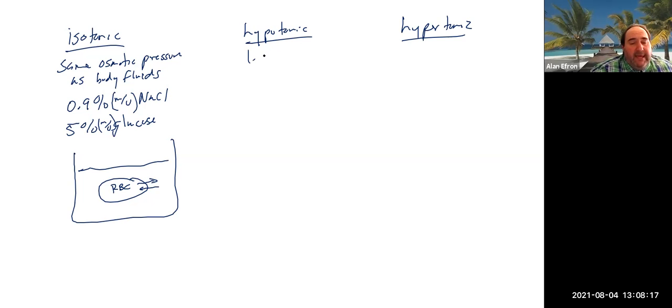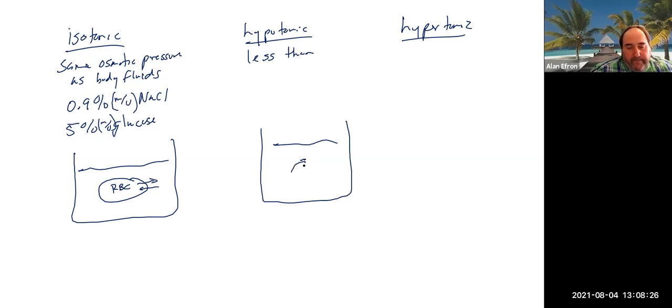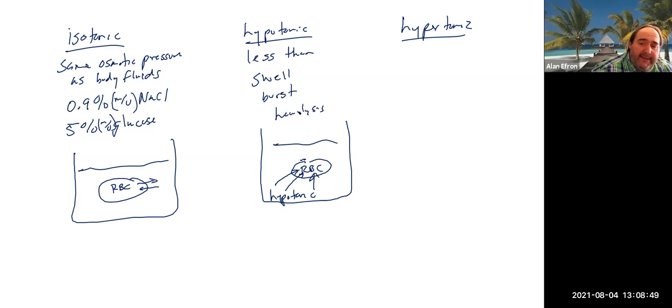Hypotonic means less than. So that is a solution that is less concentrated on the outside. And that means that by osmosis, because it's less concentrated on the outside, water on the outside of the cell will rush into the cell. It will cause the cell to swell and burst, which is hemolysis, which is not so good.